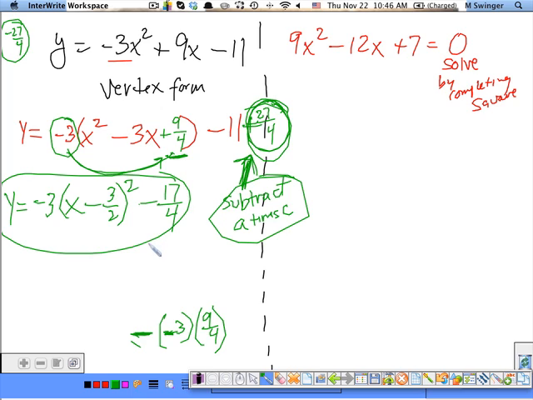Now I'm guessing if you missed this, it was this part right here, adding the 27/4. That's my guess. So now you know if you didn't before.